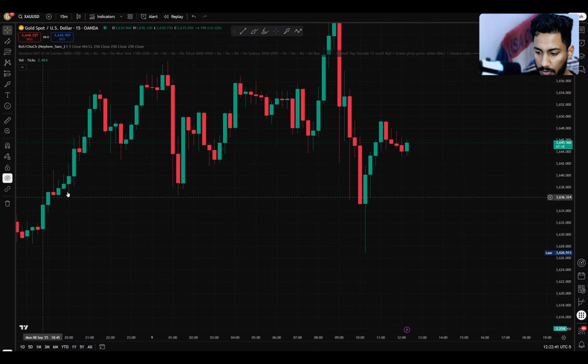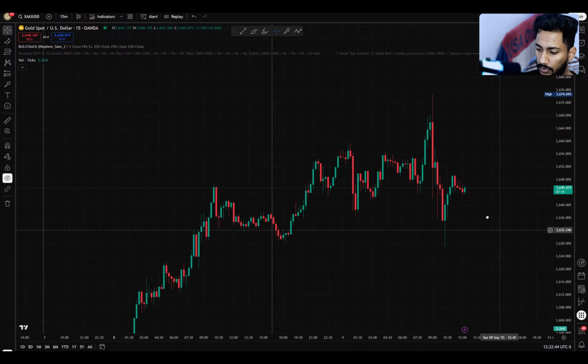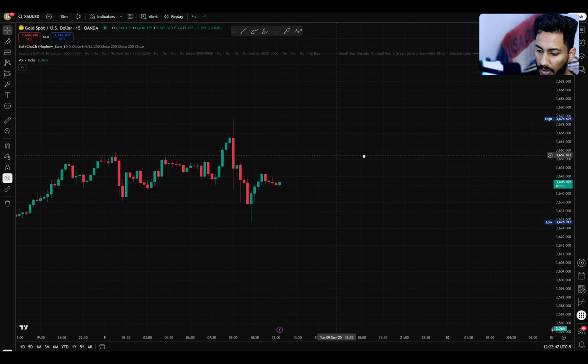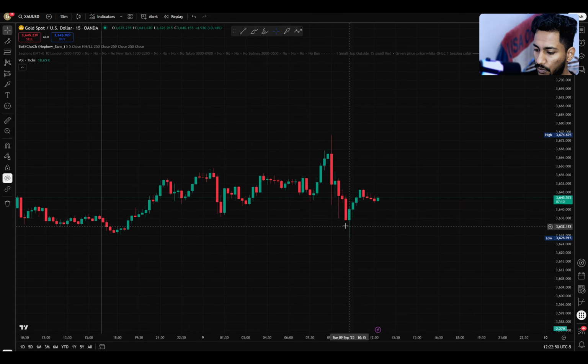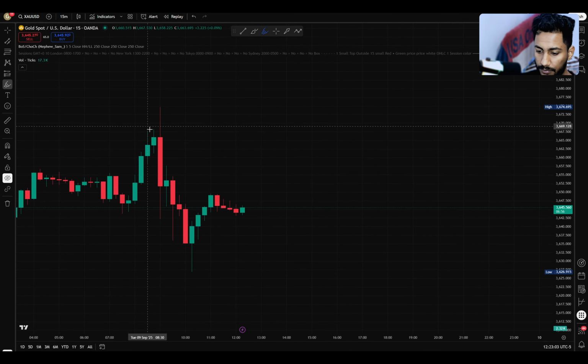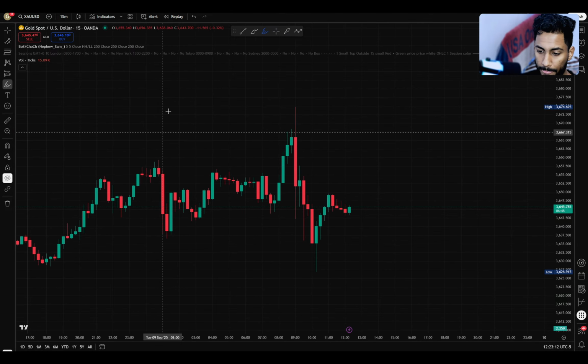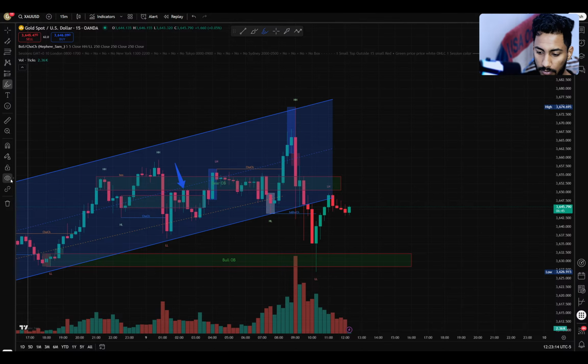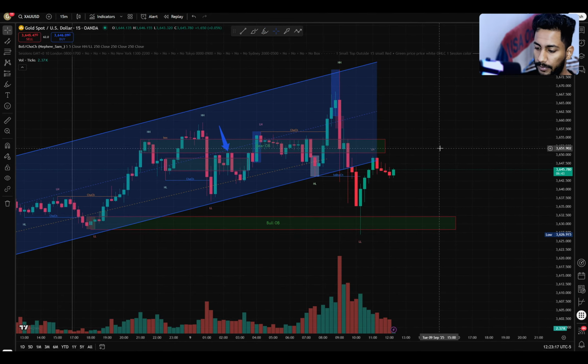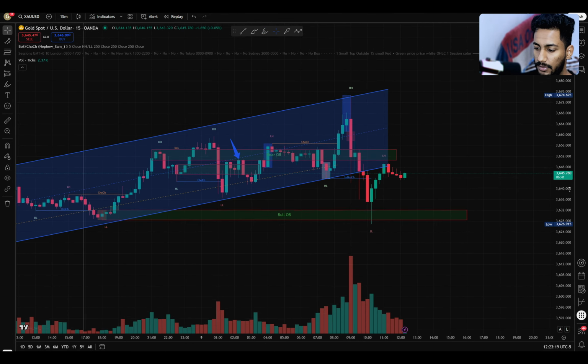You can see this one. I think this one is a liquidity sweep from both sides. So the gold is preparing a good move. I'll highlight it with you. This area, the wick, it's a liquidity grab, and this one is also a liquidity grab. So I think the gold is preparing a bigger move.